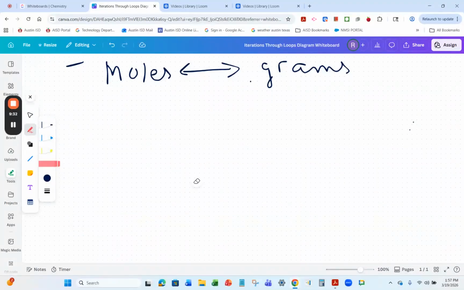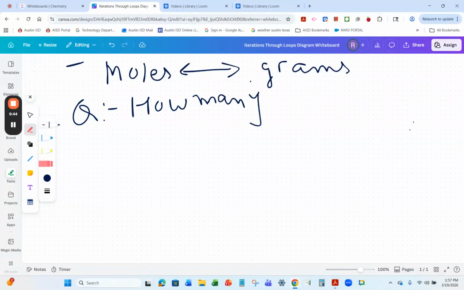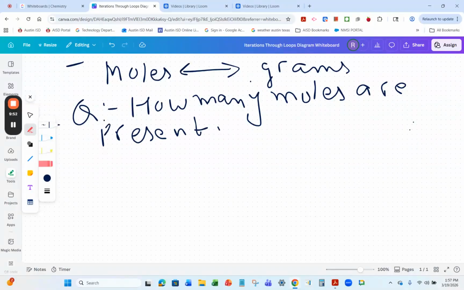Let's take, how many moles are present in 62 grams of phosphorus. So this is now an atomic example.